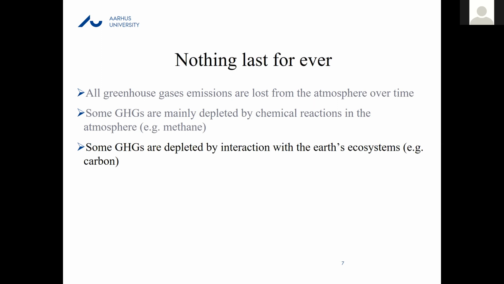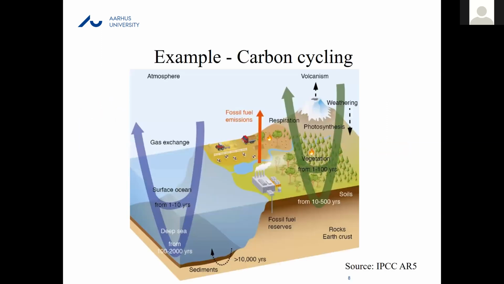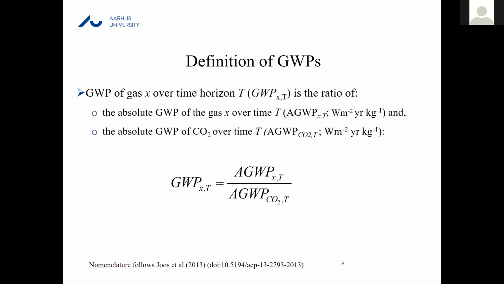Other greenhouse gases are depleted by an interaction with the Earth's ecosystem, and that includes carbon. So what you can see here is that CO2 in the atmosphere is depleted by both chemical and biological processes occurring over periods that range from months to centuries. Now here we don't need to go into the details of those processes, but we do need to be aware of their combined effect.